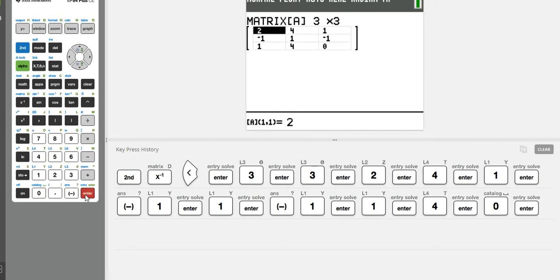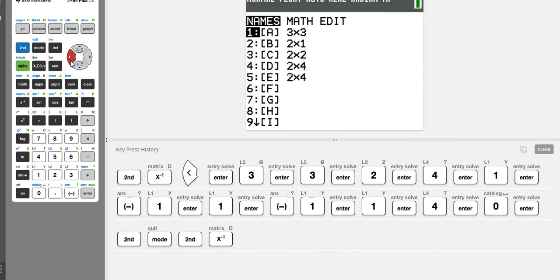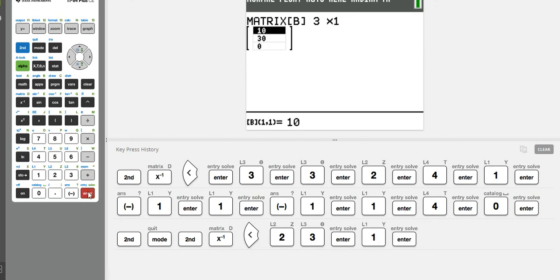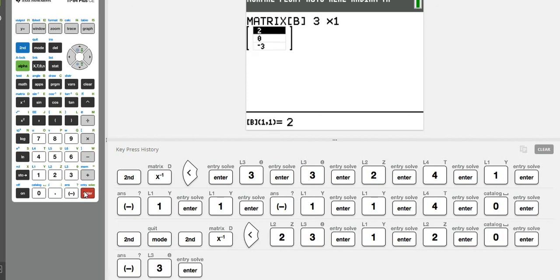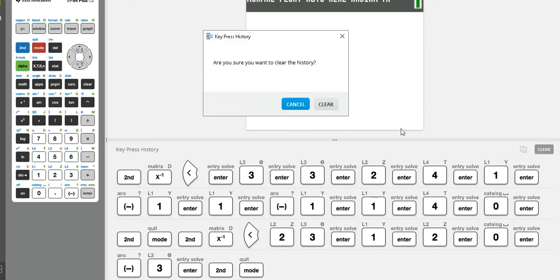And then exit. Just get out of this. Hit the second button and quit. Go back in and edit matrix B. So this time matrix B is going to be a 3 by 1: 2, 0, negative 3, and bam. Let's get rid of all this stuff.